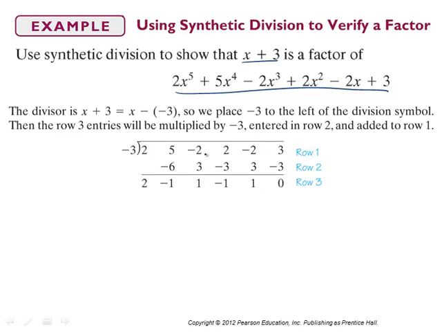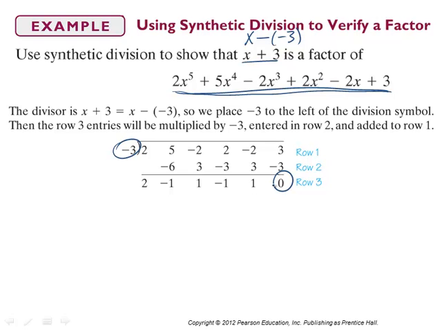Notice that these numbers right here under the division symbol are the coefficients for the dividend, and then the minus 3 out front comes from the fact that x plus 3 is the same thing as x minus negative 3. So we have negative 3 times this 2 that we had brought down. Negative 3 times 2 is negative 6. 5 plus negative 6 is negative 1. Negative 3 times negative 1 is 3. Bring that up here. You know, add, multiply, and so forth. Notice that we end up with the remainder of 0.